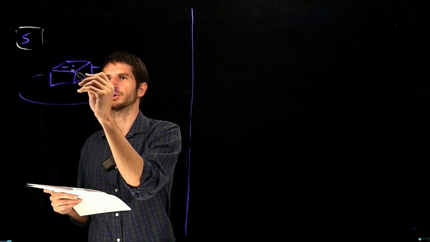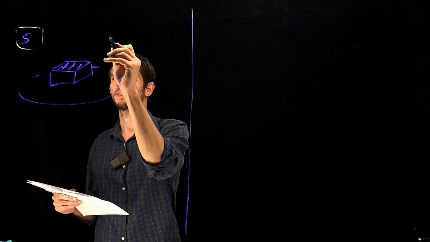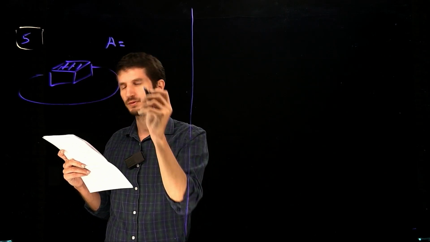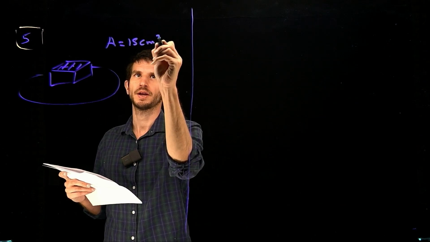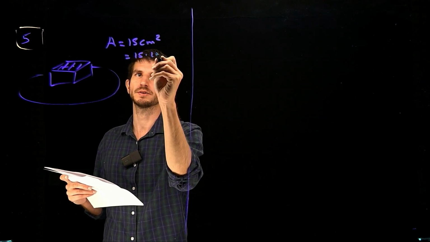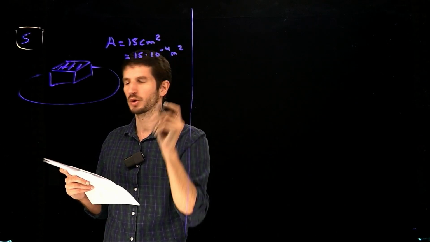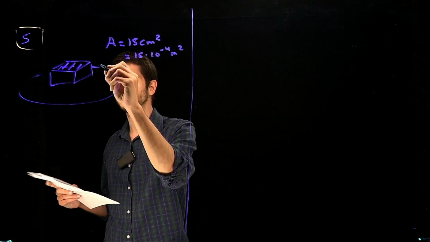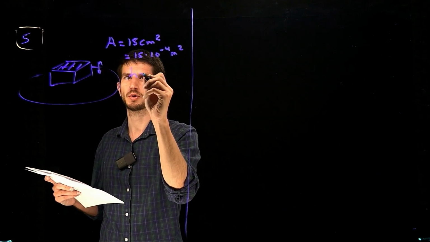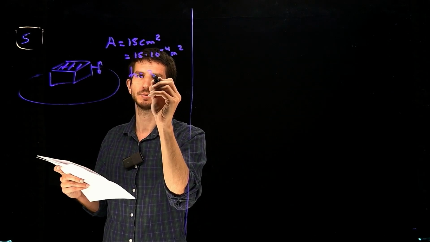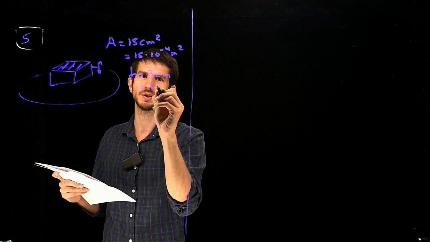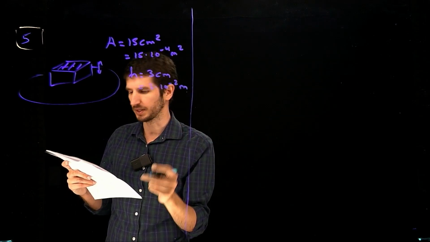And so we're applying a force at some point, right? But the area here, it's 15 square centimeters. And immediately we know that that's 15 10 to the minus 4 square meters. And the height of this piece of gelatin, what we call h, is 3 centimeters, which immediately, of course, is 3 10 to the minus 2 meters.